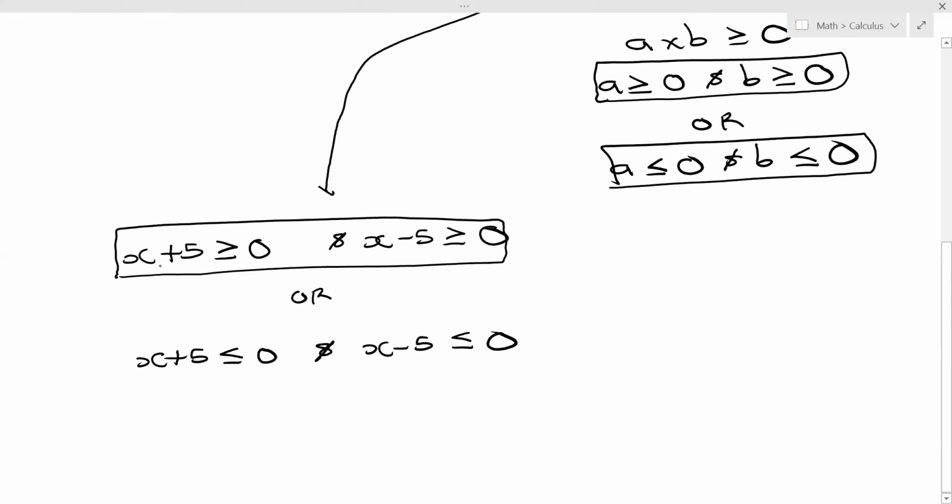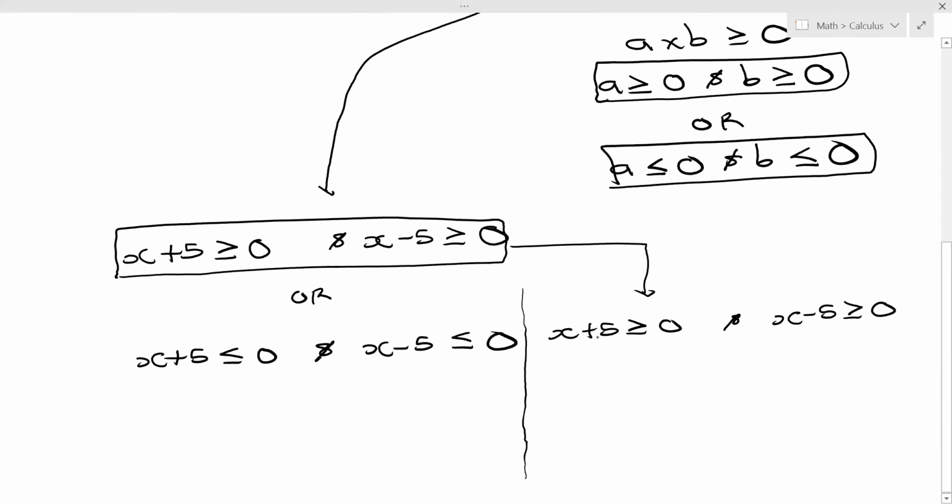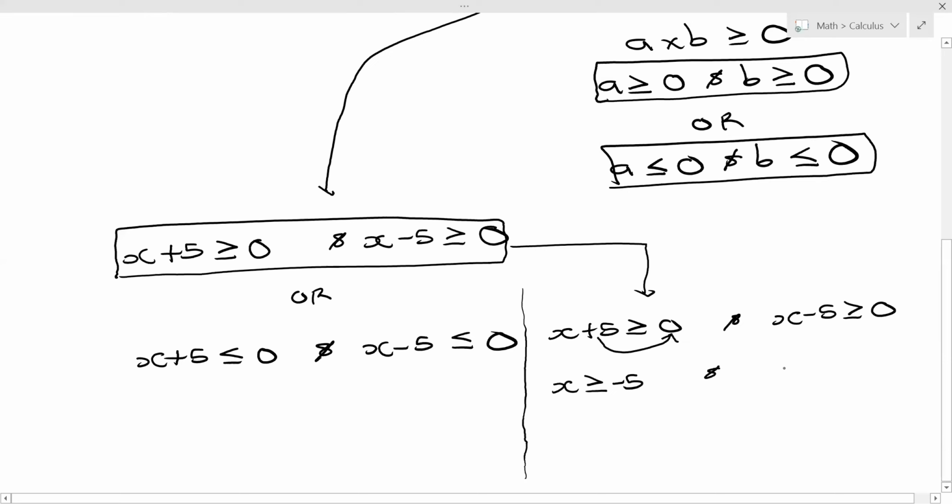So we have x plus 5. I'm just going to put this here. Let me draw a line to demarcate. So we have x plus 5 is greater than or equal to 0, and x minus 5 is greater than or equal to 0. We move this to the other side, this becomes x is greater than or equal to negative 5. At the same time, x, move this here, is greater than or equal to 5.